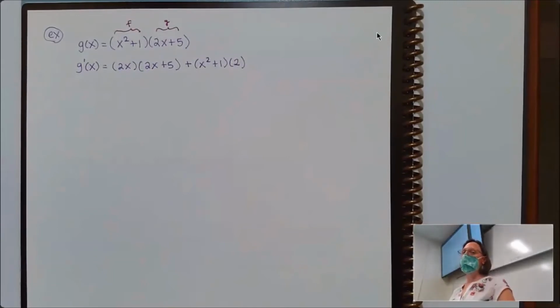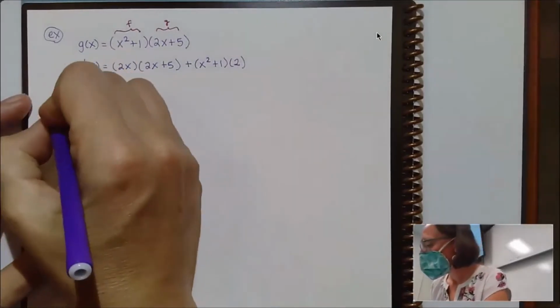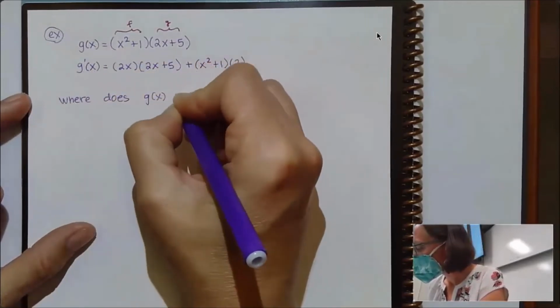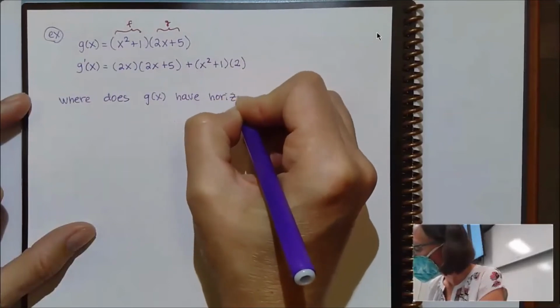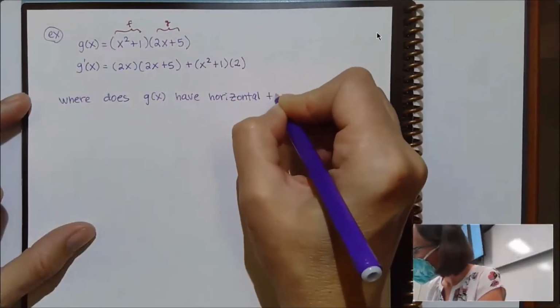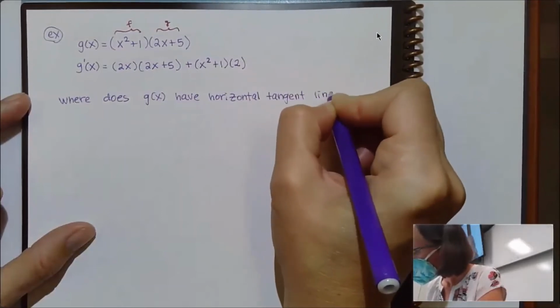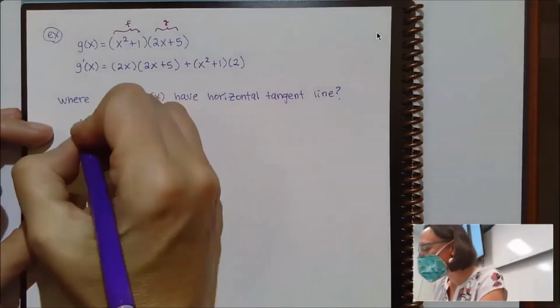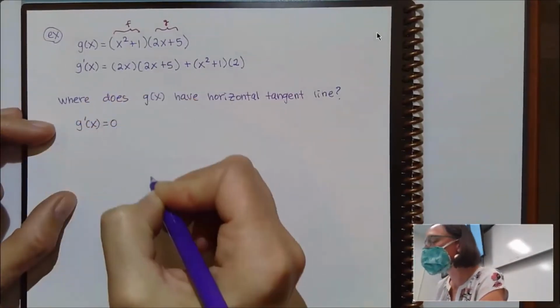Now, if the question that you were asked, for example, was, where does g of x have horizontal tangent lines? Well, now I got to do something with that. So what's the slope of a horizontal line as a number? Yes, it's always 0. So this is really asking us, where is g prime of x equal to 0?